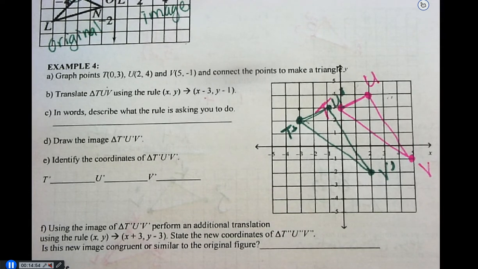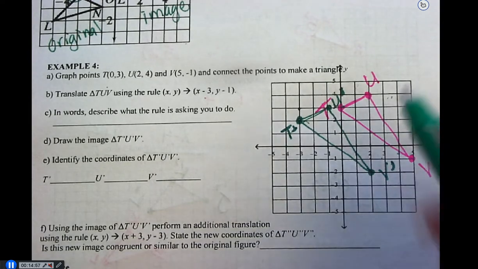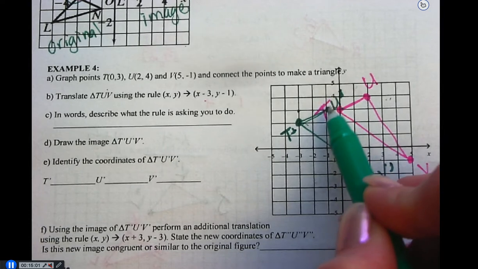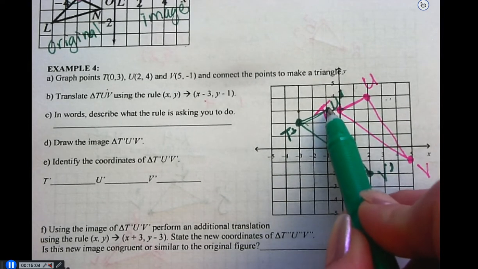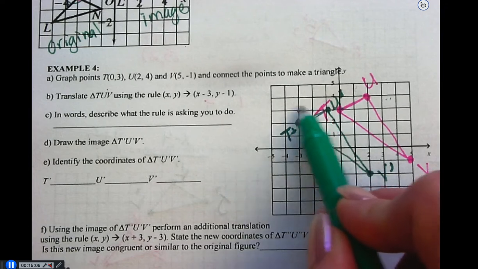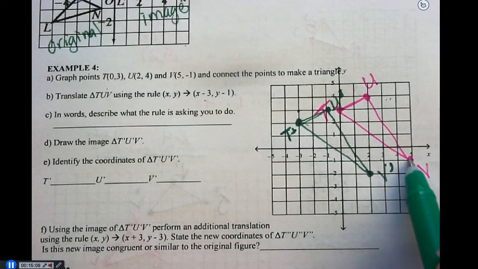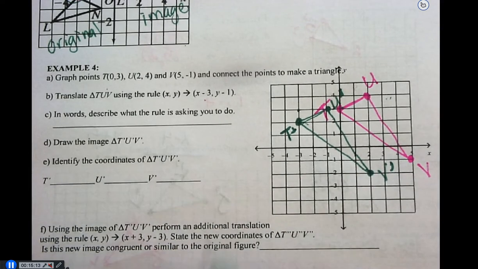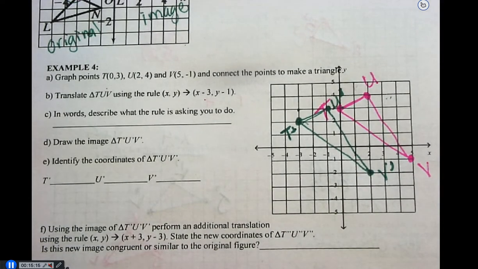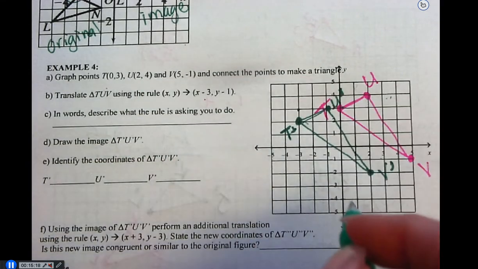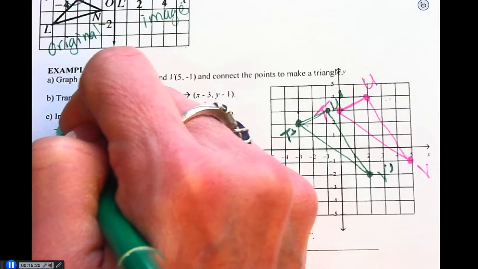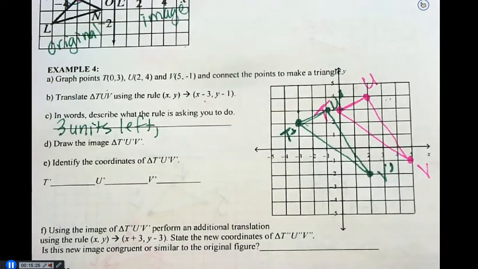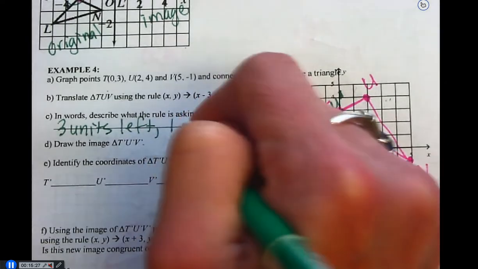Let's double check. We went 3 to the left, 1, 2, 3, down 1. This one I went 3 to the left, 1, 2, 3, down 1. This one I went 3 to the left, 1, 2, 3, and down 1. In words, what did it ask me to do? It asked me to move 3 units left, and it was 1 unit down.